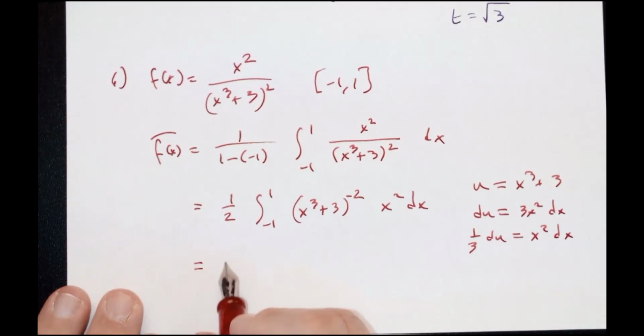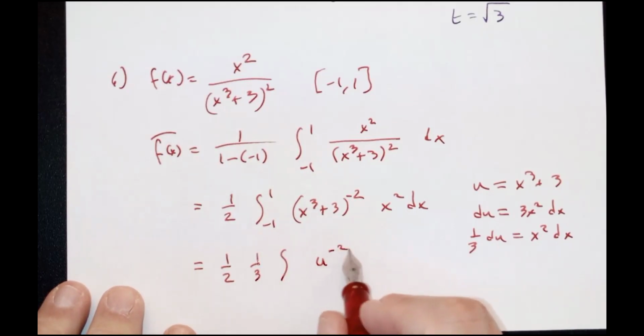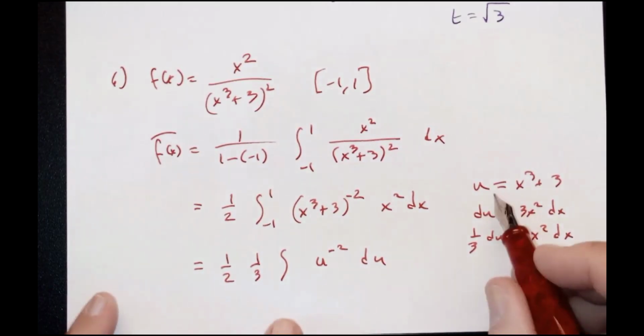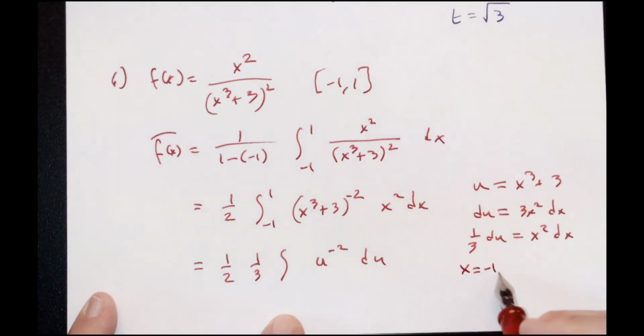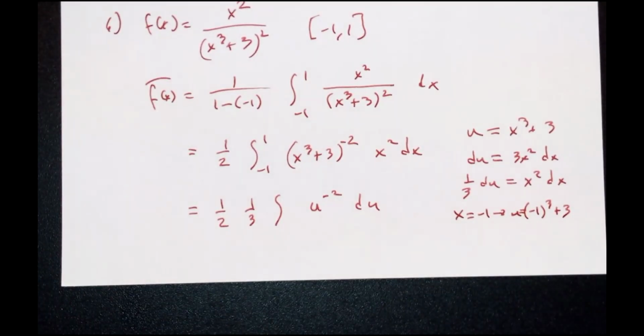So now I have 1/2, and I get this extra 1/3, u to the -2 du. Now you have a choice. Either I need to change the numbers, or I need to make sure I remember to switch back. Which would you rather do? Okay, so I'm going to go back to this substitution. If x is -1, then u is -1 cubed plus 3. What's -1 cubed? Add 3.